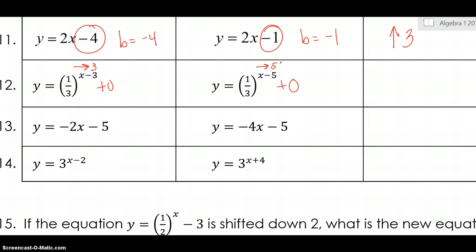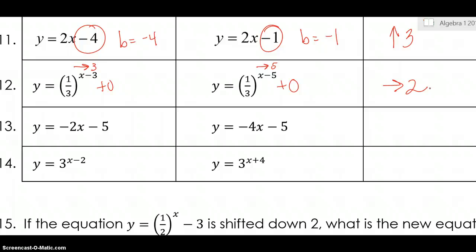So if we start at 3 and we shift to 5, how much have we shifted? 2 to the right, because we're getting bigger. From 3 to 5, we get bigger, so we shift right 2. Does that make sense?